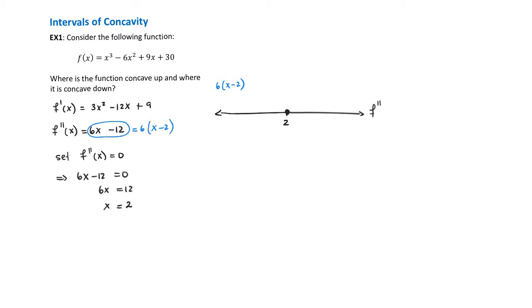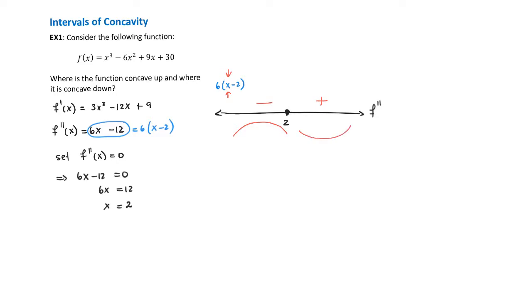So if I pick a test point, let me choose something easy. A value that is less than 2, something like 0. If I plug in 0 for x right here, I'm going to get a negative number. So my second derivative here is less than 0. That means that my graph is going to be concave down in that interval. Then I'm going to choose another x value, a value that is bigger than 2. Let's say 3. If I plug in 3 for x, I'm going to have 3 minus 2, which is positive. Then that means that my graph is concave up in that interval.